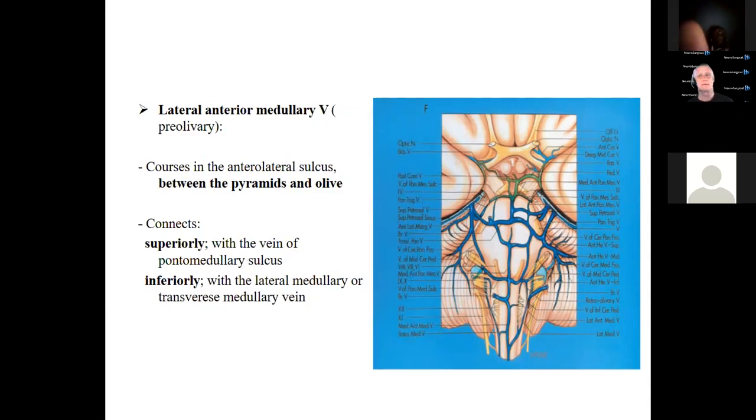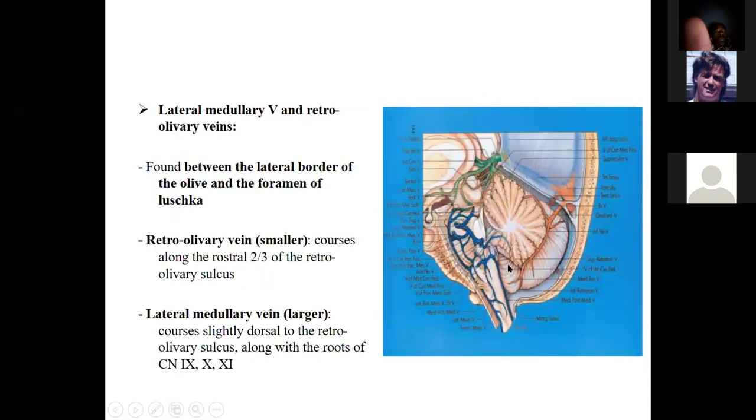The lateral anterior medullary vein crosses in the anterolateral sulcus here, between the pyramids and the olive, and connects superiorly with the vein of the pontomedullary sulcus and inferiorly with the lateral medullary vein here. The lateral medullary vein is also called the retroolivary vein.